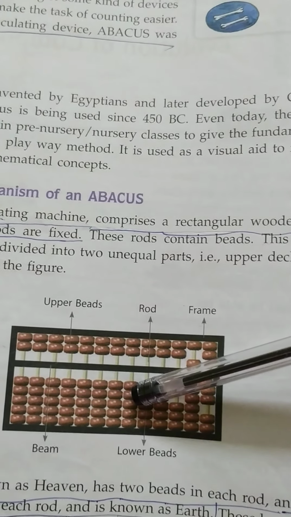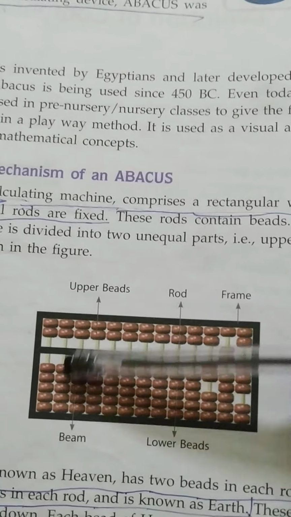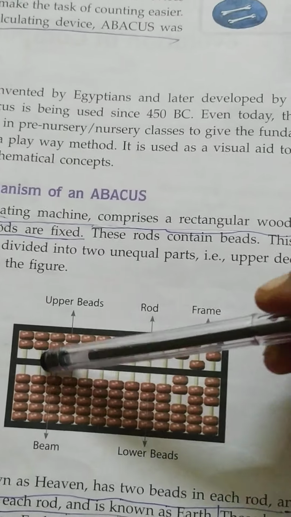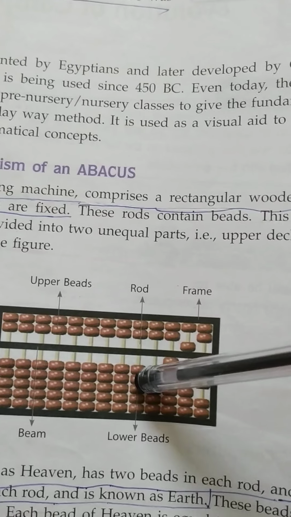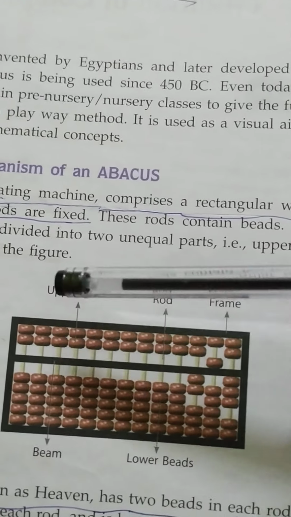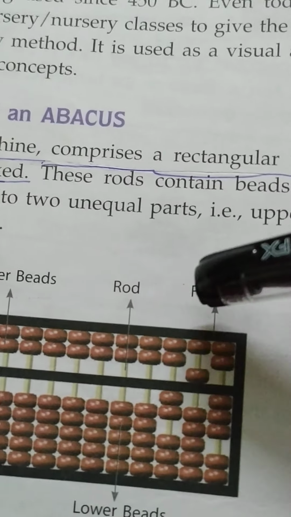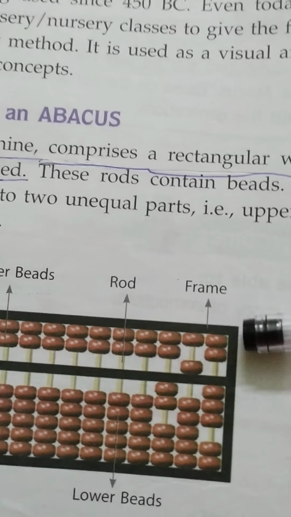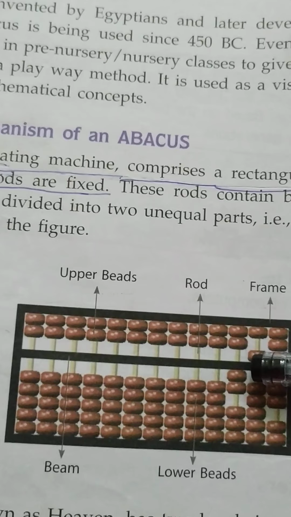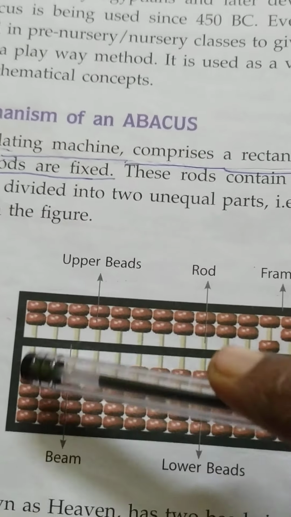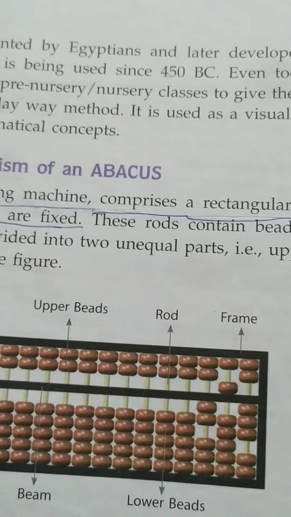These beads can easily be slid; they are movable. Each bead of heaven is equal to 5 units, as I have already said. One bead here represents 5 units. And the unit of a bead in the lower earth part is 1. So, 1 and 5.